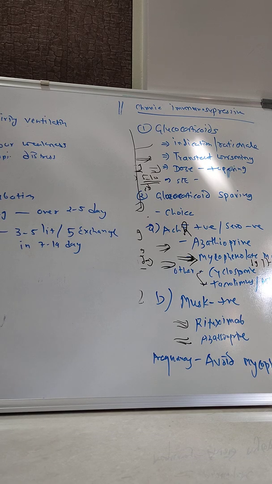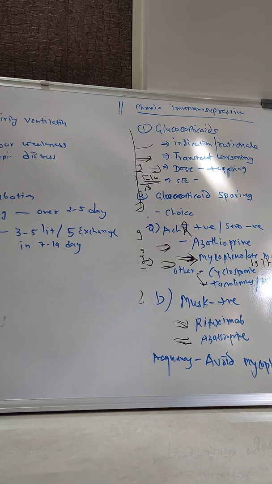So now we are discussing chronic immunosuppression. Chronic immunosuppression is usually required in most of the patients. Whereas, as we have said, those patients who have only ocular symptoms and do not progress may not require steroids. But the rest, most of the patients, will require some glucocorticosteroids.